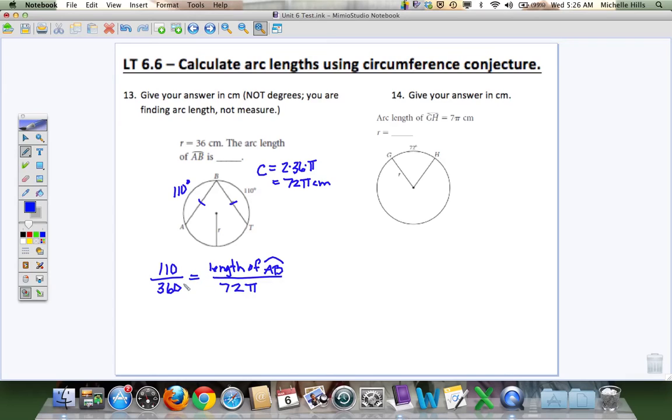Then if you cross multiply and solve, the length of AB is 110 times 72 pi divided by 360. But it says to leave it in terms of pi, so I'm really just going to take 110 times 72 divided by 360. I end up with 22 pi. Don't forget your units, centimeters.